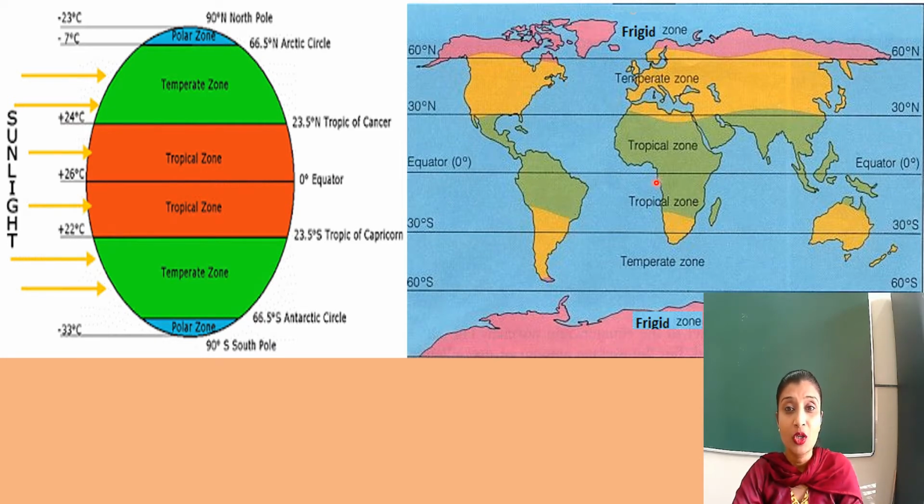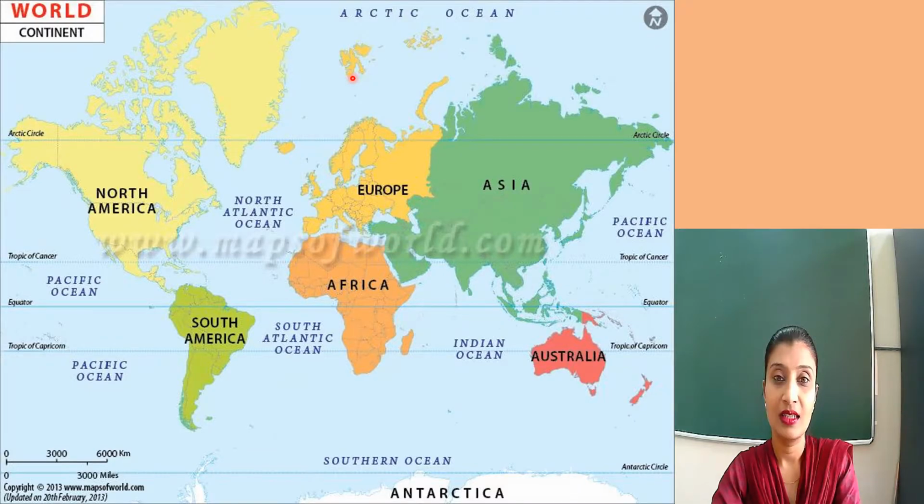Look at the map. You will see that the northern frigid zone lies between the Arctic Circle and the North Pole, whereas the southern frigid zone lies between the Antarctic Circle and the South Pole. The northern frigid zone, that is the Arctic, includes the northern parts of the continent of Asia, Europe and North America. The southern frigid zone, that is the Antarctic, includes the continent of Antarctica.